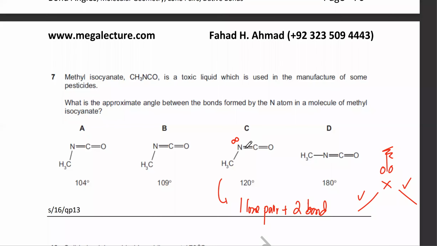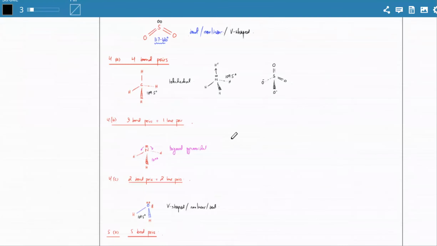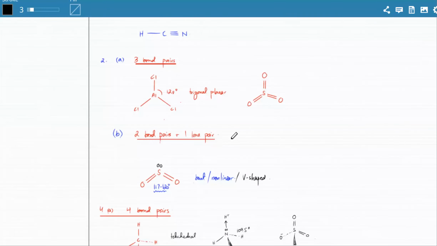It's one pair of bonds over here and one over here. So it's two bond pairs, right? So wouldn't that be 180 as well? But there's a lone pair as well. Oh, I see. So it's going to be this one. You've got two bond pairs plus one lone pair. So it's going to be derived from a trigonal planar shape, and it's going to be bent and it's going to be 117 to 120 degrees.